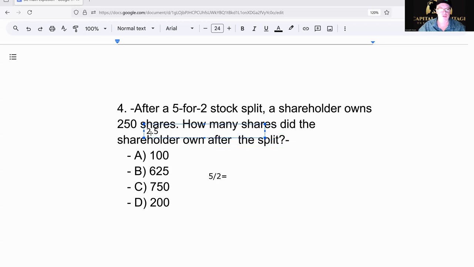They didn't give the price, so I'm just going to do 2.5 times 250. 625, and there's the answer B. So again, all I do is divide the first number by the second, and that's my multiplier. I use that to multiply the shares, and then divide the price by that same number.